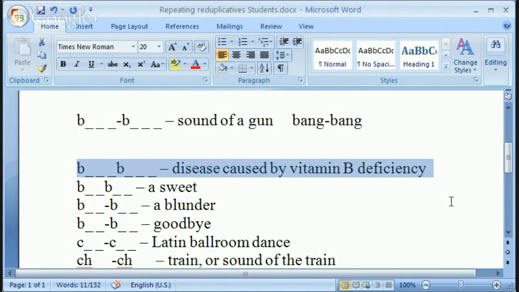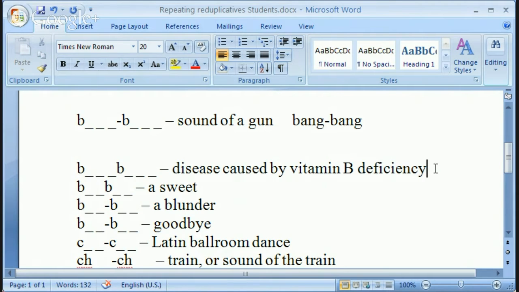Wow. And he knows it. Very good, Nader. Excellent. Beriberi. Okay. I have no idea what beriberi looks like. I have had absolutely no experience with this disease. I've never known anybody who had it. I don't even know what it does. What are the symptoms? What happens?